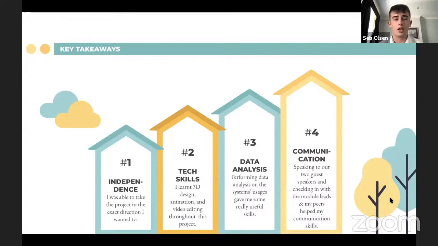And finally, communication, speaking to our 2 guest speakers and checking in with the module leads and my peers really helped my communication skills.